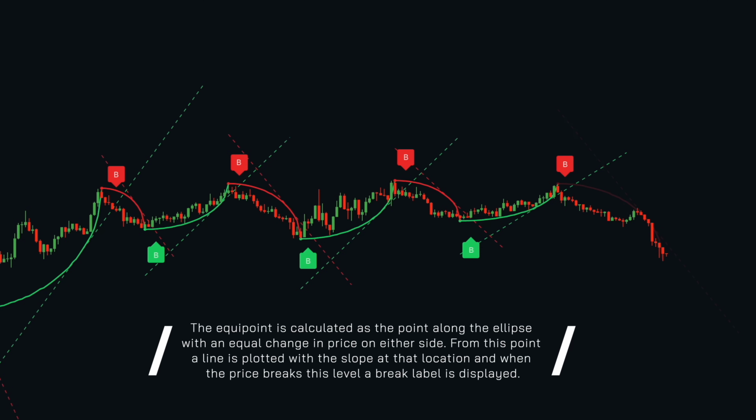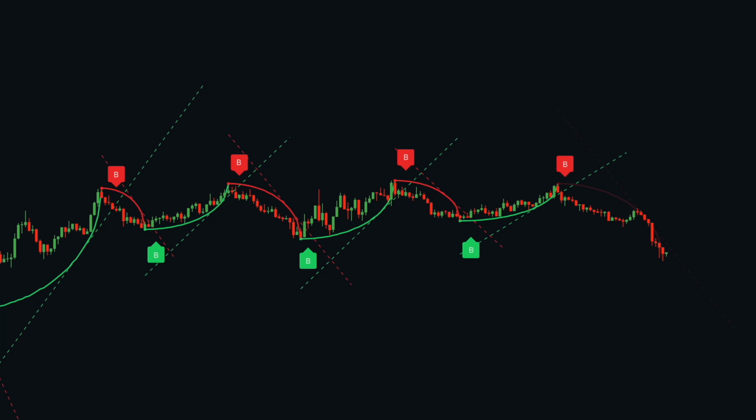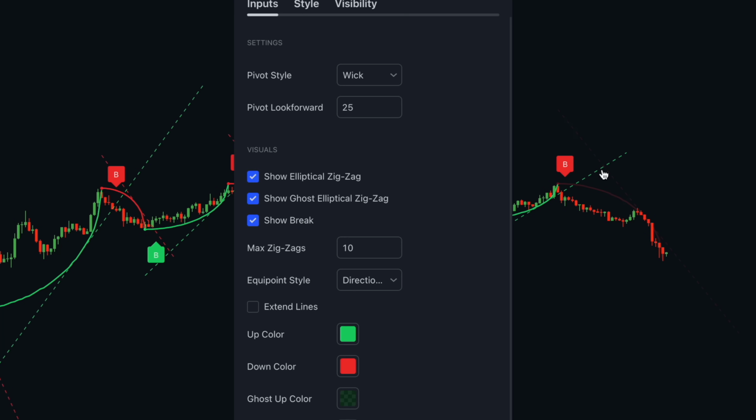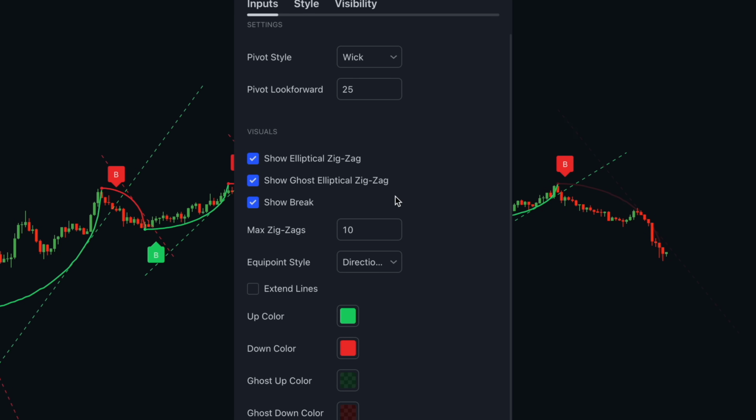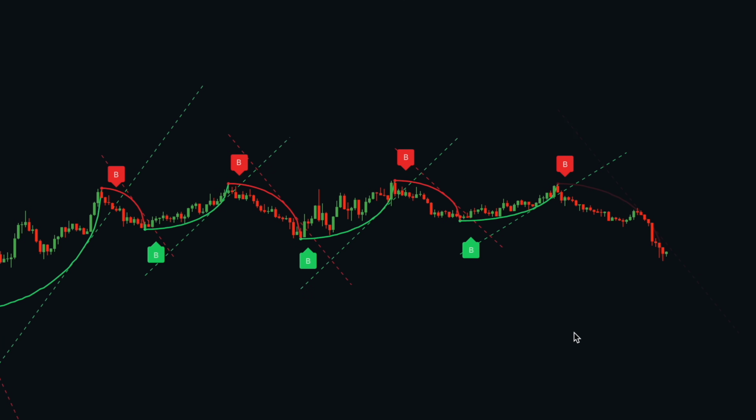The equipoint is calculated as the point along the ellipse with an equal change in price on either side. From this point, a line is plotted with the slope at that location, and when the price breaks this level, a break label is displayed. Alternatively, you can plot this point as a horizontal line. This area works as support and resistance for the market, as well as the point where the balance in movement is found. This is a simple and elegant solution to connecting zigzag patterns that utilizes a novel method of visualization that many traders will find useful.